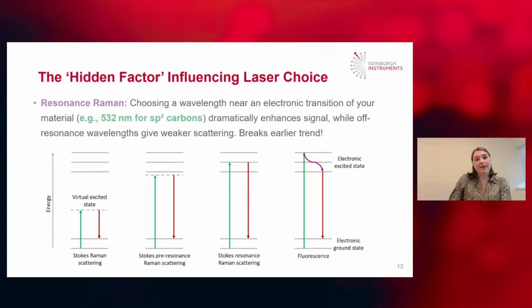There's one other key factor when looking at lasers, and that is resonance. You want to choose a wavelength that's near an electronic transition of your material to give you resonance Raman. This will dramatically enhance the signal, while off resonance in comparison will give you weaker scattering. So an example of this is choosing a 532 laser for the sp2 transition in carbon, as that is close to the electronic transition.